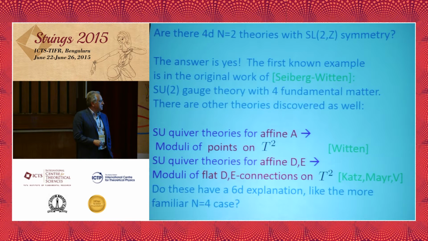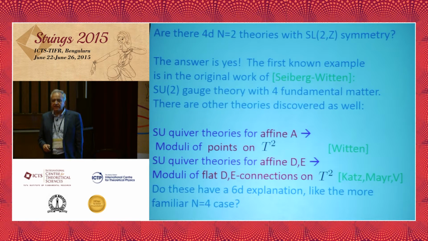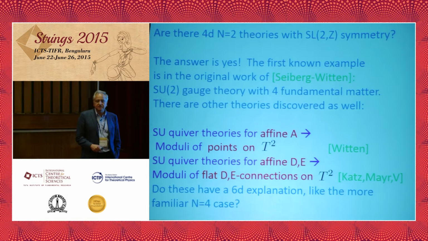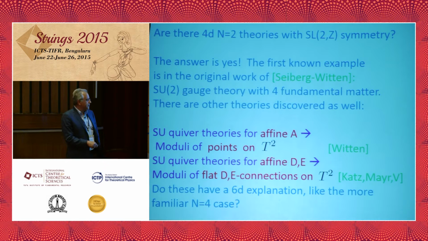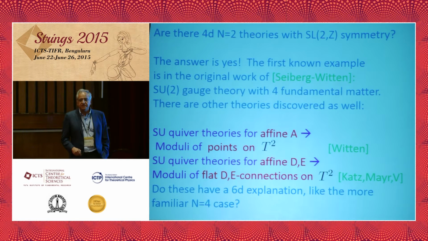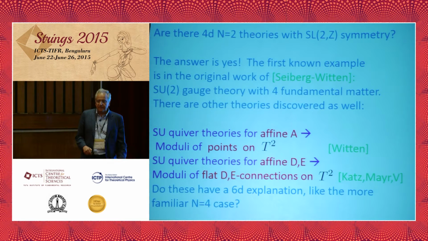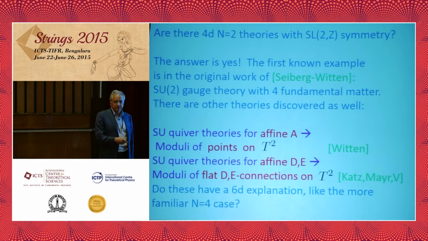And similar classes were discovered by studying SU(N) quiver theories with very specific ranks proportional to the Dynkin indices, where the quiver is based on affine D and E quivers. In those cases, one finds that the moduli spaces of these theories are given by moduli spaces of flat D and E connections on T2, generalizing this case, which can be formulated as the moduli space of flat SU(N) connections on T2. So one question would be, can we actually explain these SL(2,Z) symmetries from the 6D perspective as the T2 coming from the 6D compactification on T2?